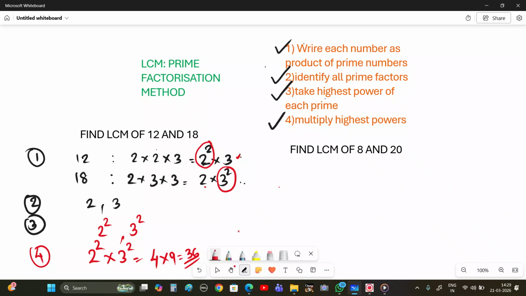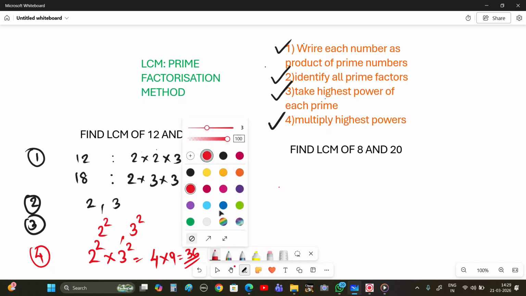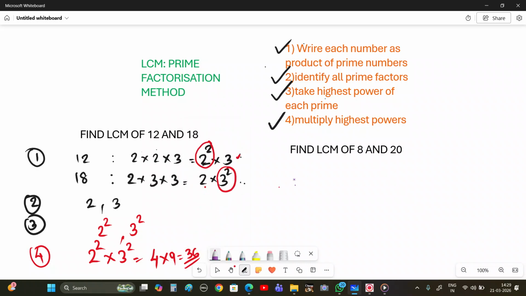Okay. We can try to do another question to make it a little bit easier. So again, find the LCM of 8 and 20. So we can do the first step. What is the first step? Write the factor form. Write each number as a product of prime numbers. For that we have to factorize it.